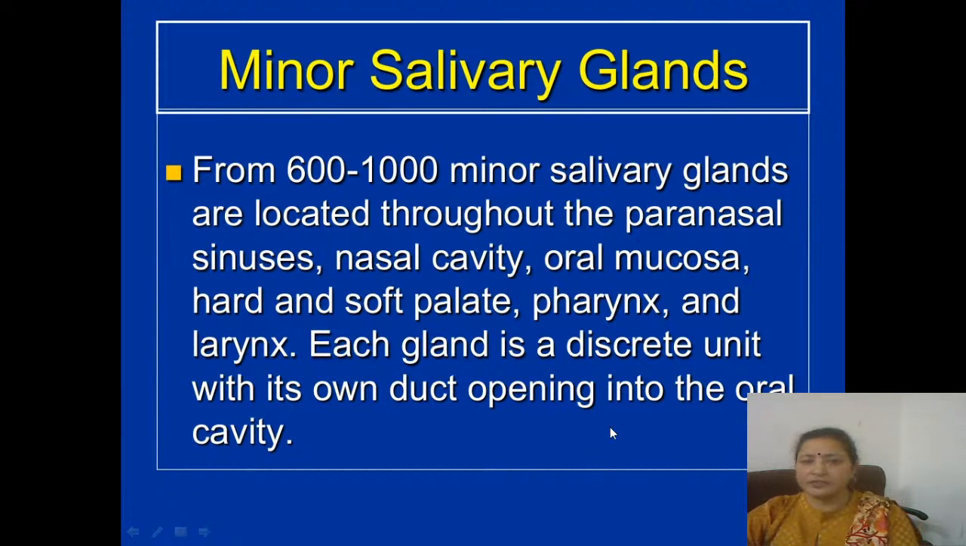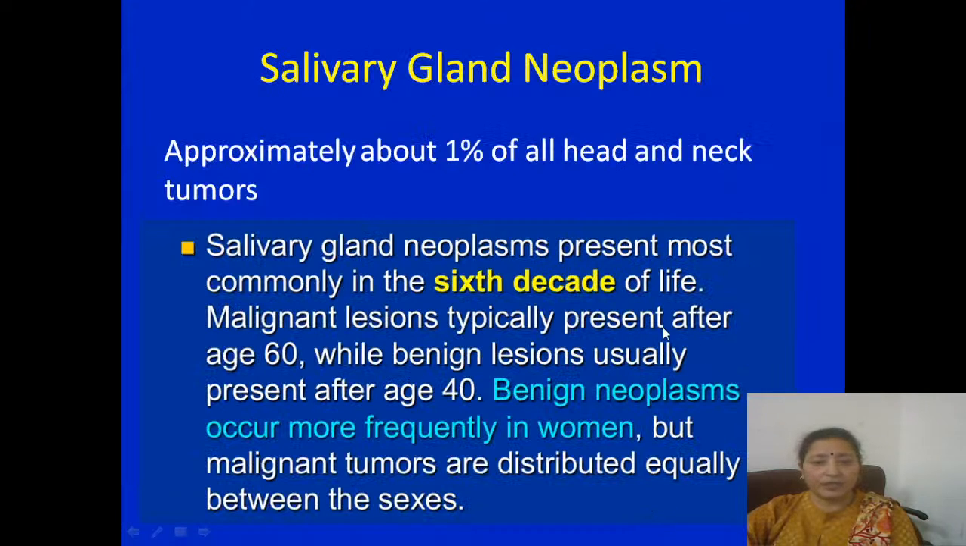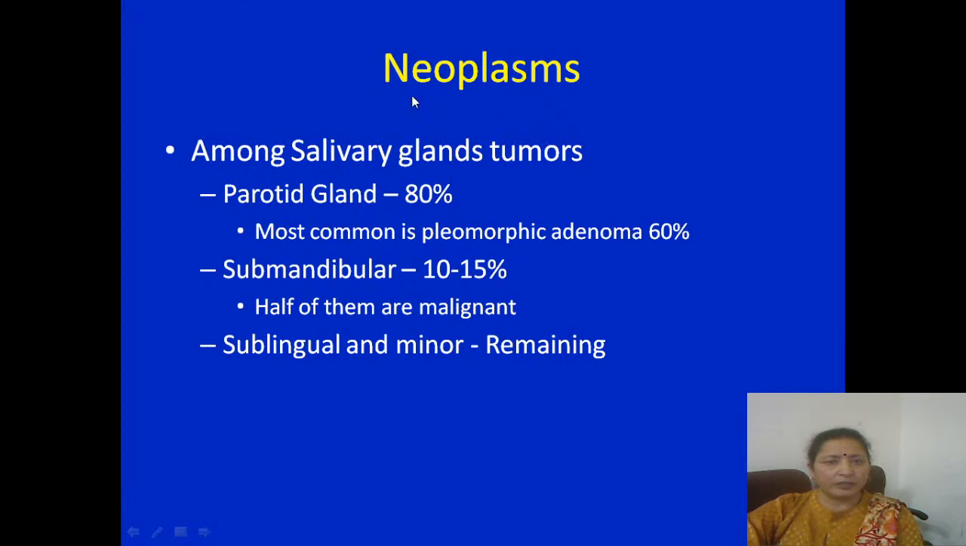Minor salivary glands, there are 600 to 1000 minor salivary glands all over the place. So not of great importance unless they tend to have disease and present with tumors there. Now coming to the neoplasm, approximately 1% of head and neck lesions are in the salivary glands. The 6th decade is the commonest, and malignancy usually comes after 60 years, and benign lesions are usually present before the age of 40 years. Both genders can be equally involved.